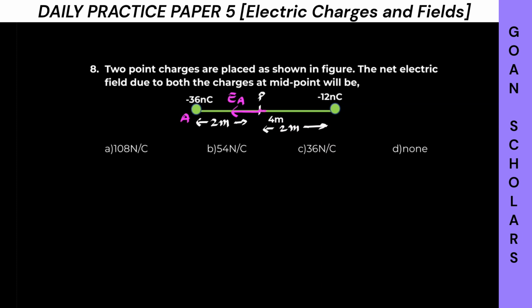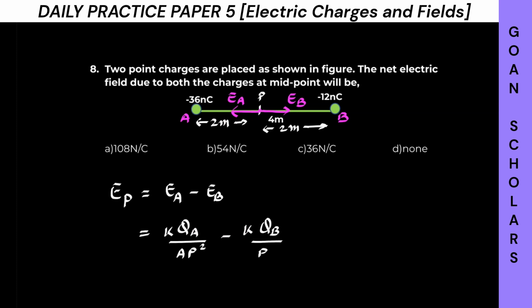And what will be the direction of electric field due to B? This will be the direction EB. The net at point P will be EA minus EB. Now which charge has higher magnitude? 36. So we will say that net electric field at point P will be electric field due to A minus electric field due to B. Why minus? Because both the arrows are pointing in the opposite direction. Now what is EA? K QA upon separation AP square minus K QB upon BP square.